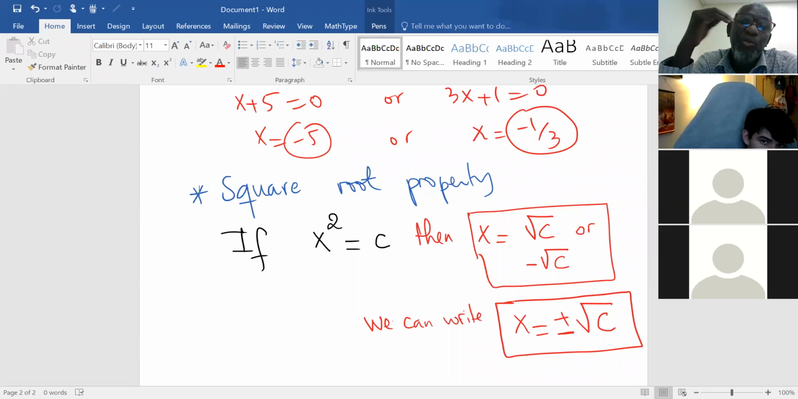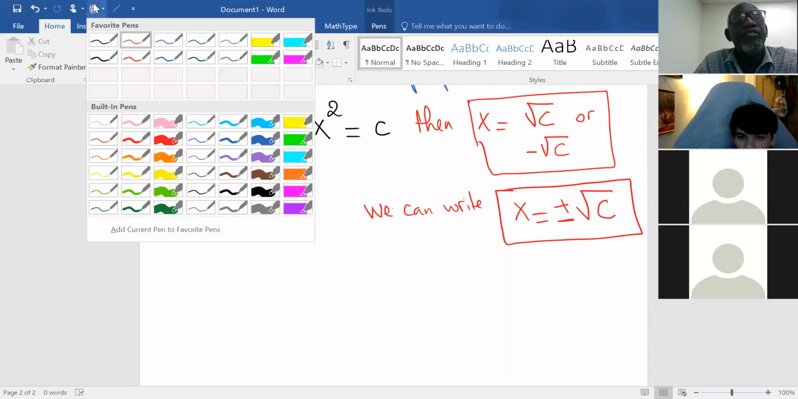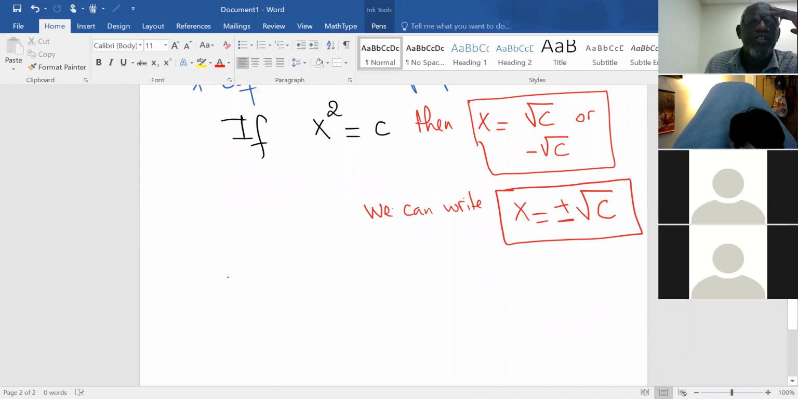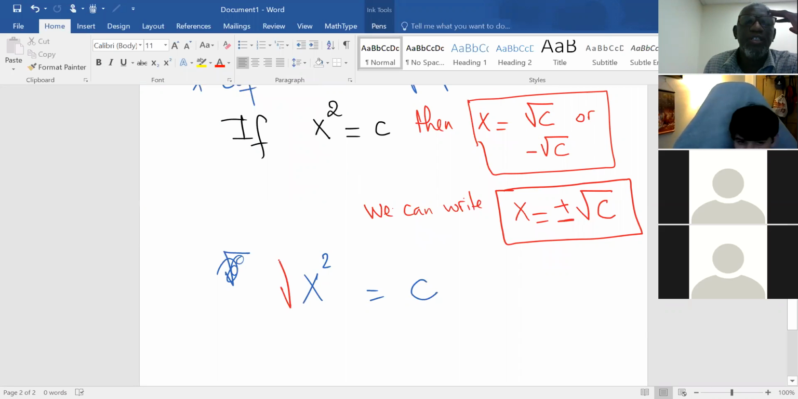So again, where does this come from? Where do the two solutions come from? When you say x squared is equal to c, you have to apply square root on both sides. You put square root here, which we have the right to do, and square root here. But from this, I get two solutions. Can somebody tell me where they come from?